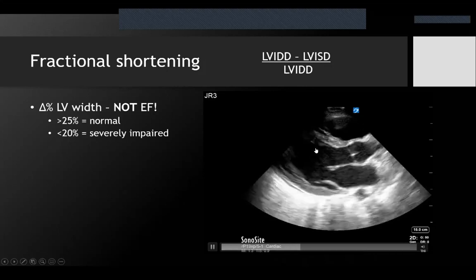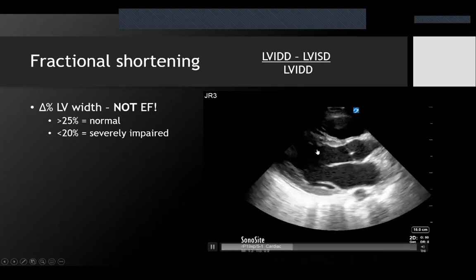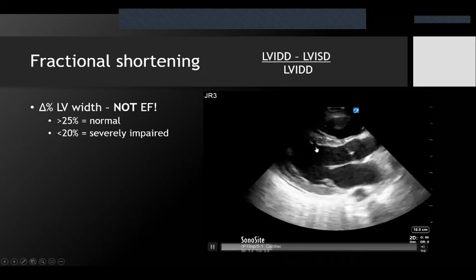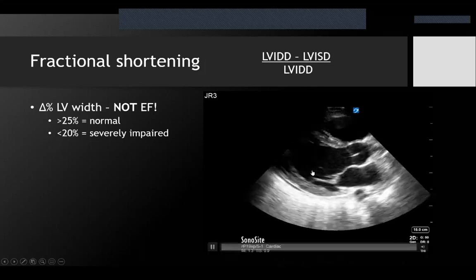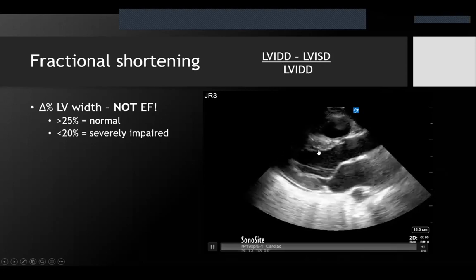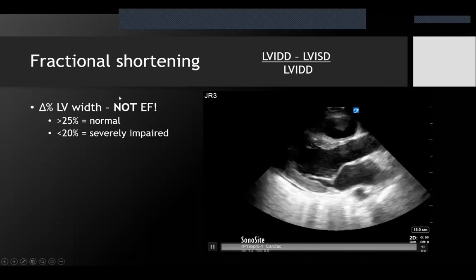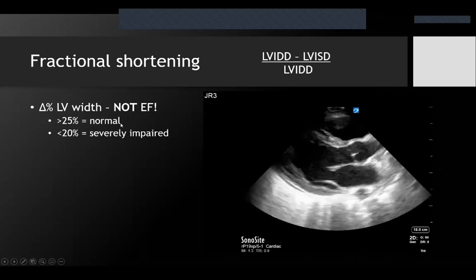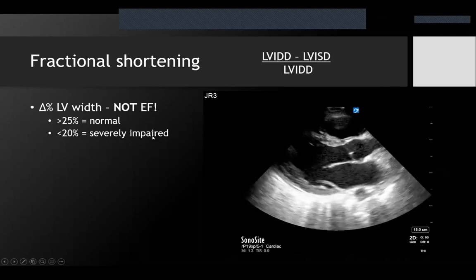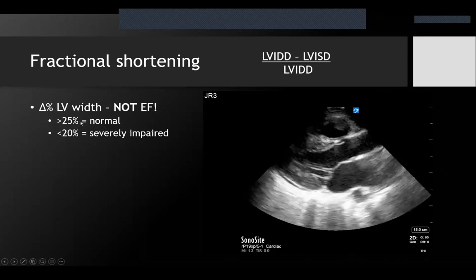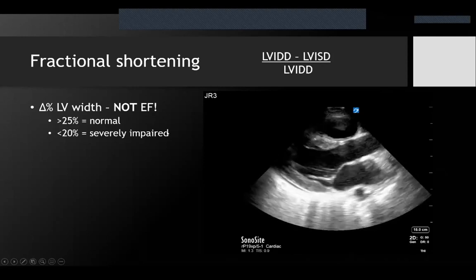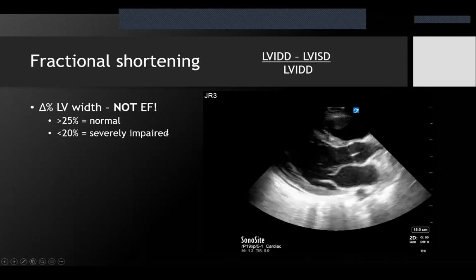Ejection fraction is volume, right? End diastolic volume minus end systolic volume over end diastolic volume. Here we're getting diameter. So we're getting one dimension, a linear dimension. How much is this internal chamber changing over time? And note that greater than 25% is normal. Less than 20% suddenly is severely impaired, right? It's a pretty narrow window, but that's how sensitive or helpful this measurement could be when done appropriately.